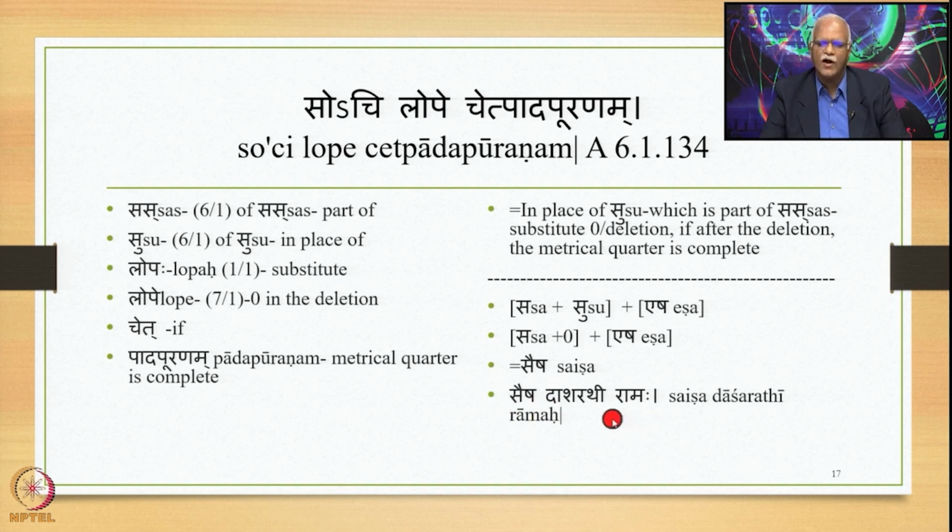This is a quarter of anushtup which requires 8 letters, and so we have saisha comprising of 2 letters. Had there been no sandhi, then there would have been sa esha, 3 vowels, that wouldn't complete the metrical quarter. Now it completes. So we have saisha dasharathi ramaha. Sochi lope chet padapuranam.